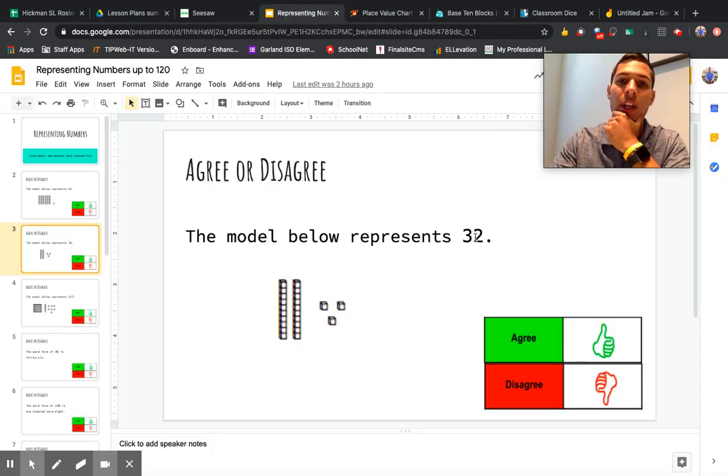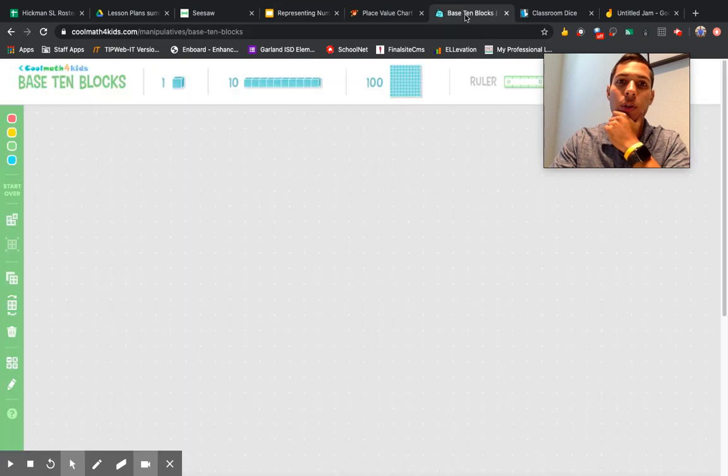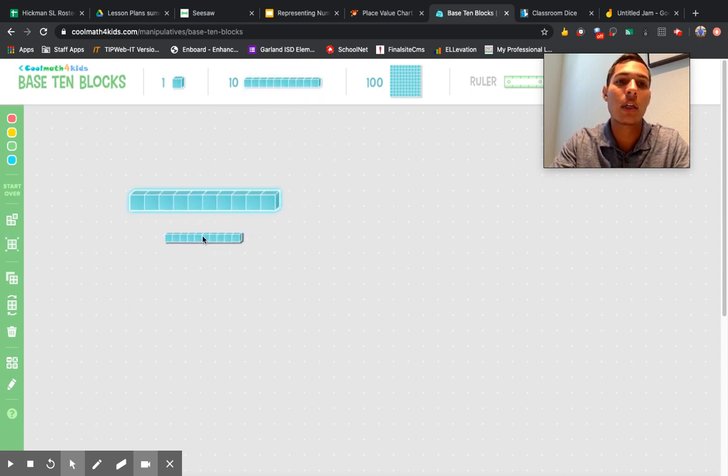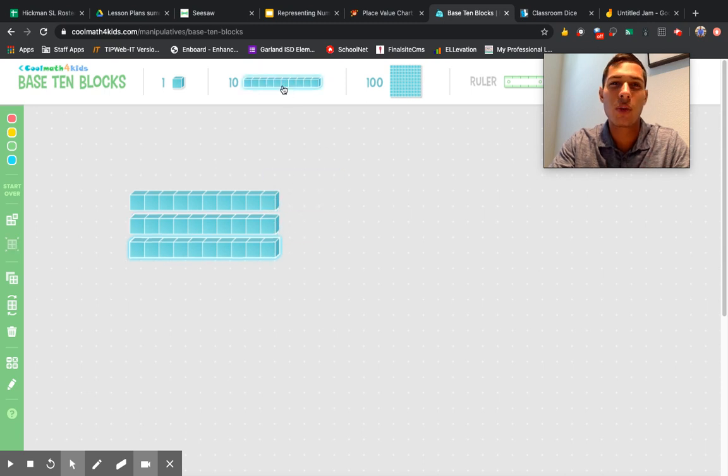We need to represent 32. So we're going to represent 32. How many rods am I going to need? If each rod is 10, we need to get to 30. Let's skip count. Well, we got 1, so we got 10, 20, 30. Am I going to use another rod or am I going to use another unit?